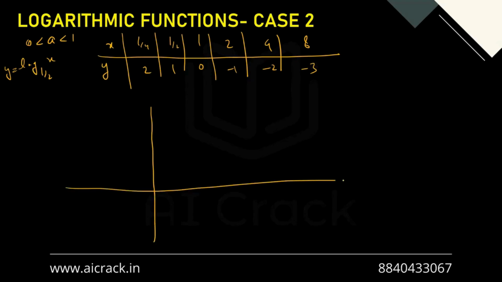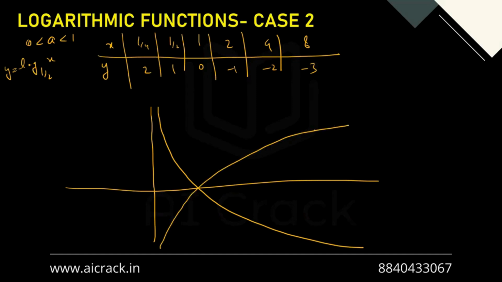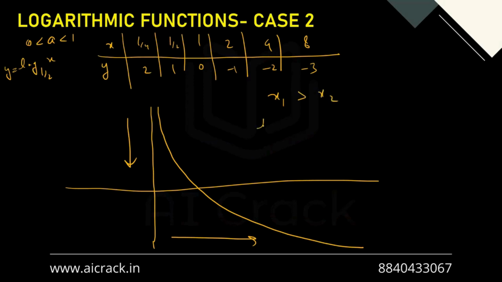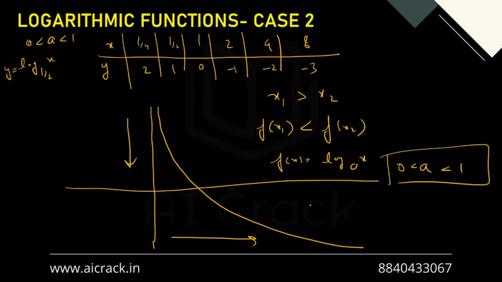Again, if we try to plot this one, it would look like a mirror replica of the previous one. The other graph looked like this one when we had a base of 2, but in this case it would look like this one. In this case we can clearly say that as the value of x is increasing, the value of the function is decreasing. So what we can conclude is: if x1 is greater than x2, then f of x1 is less than f of x2 where f(x) is log base a of x and a is less than 1 and greater than 0. In this case the function is a decreasing function. As x is increasing, the function value is decreasing.